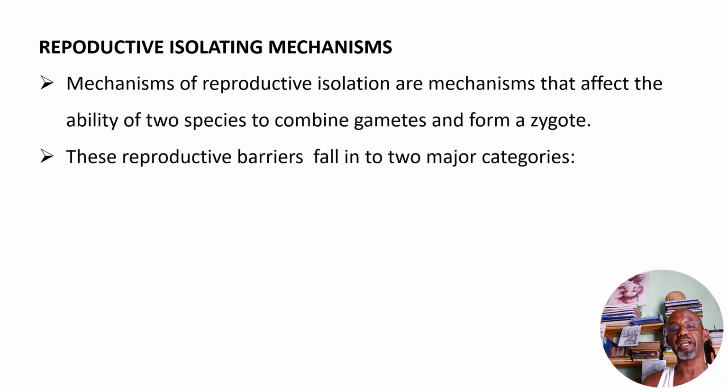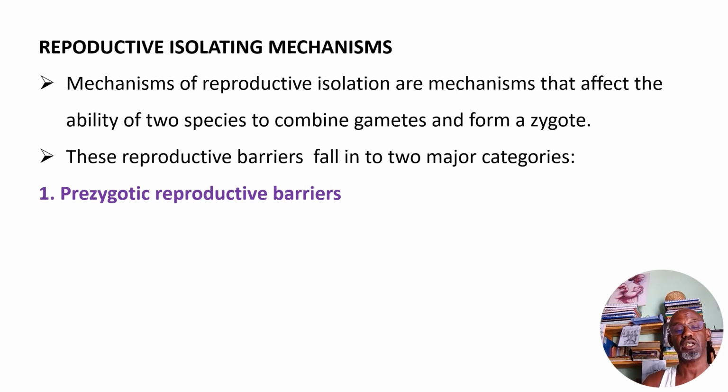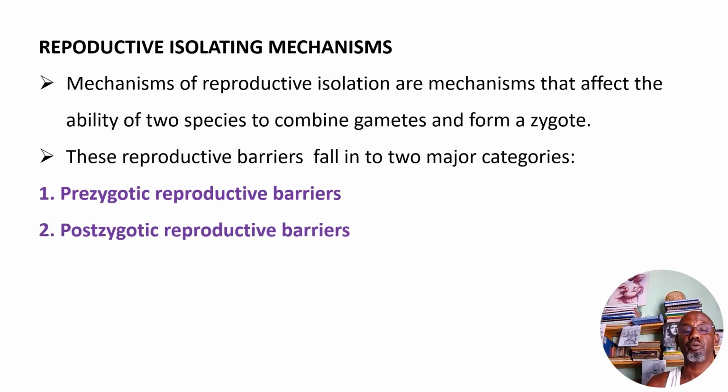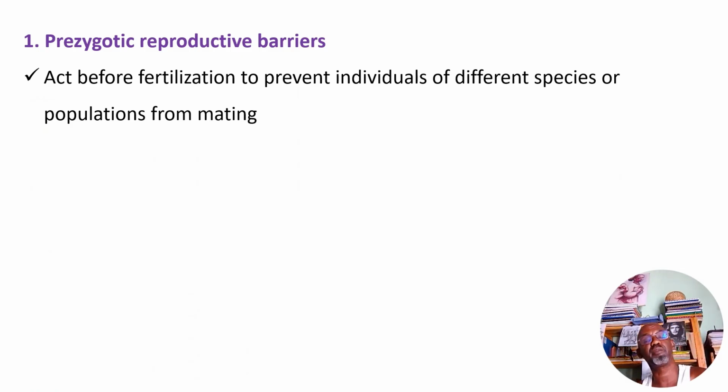These reproductive barriers fall into two major categories. One is pre-zygotic reproductive barriers: before the organisms mate and produce a zygote, they are separate. The second is post-zygotic reproductive barriers. Let us see the first, pre-zygotic reproductive barriers.